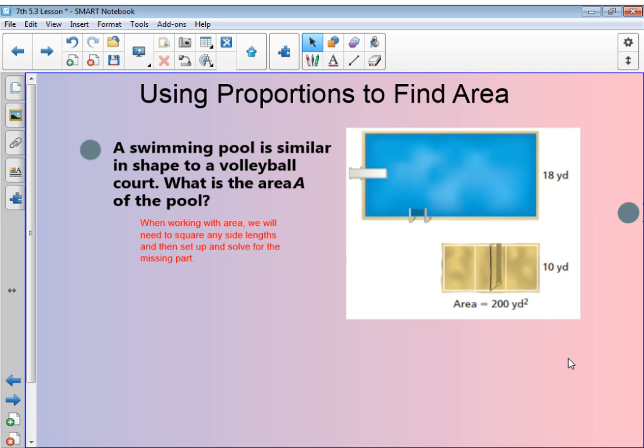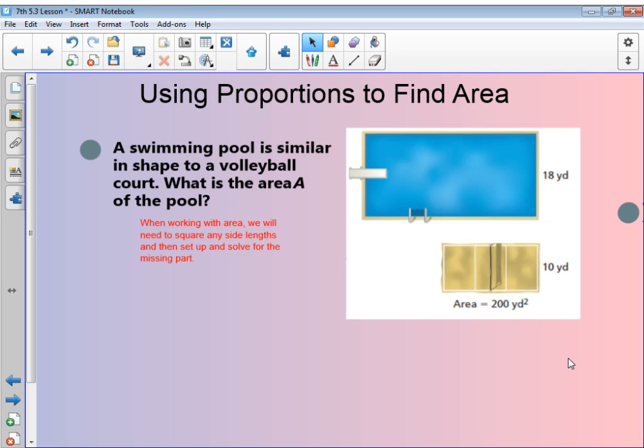This is part 2 of 5.3. Right now we're going to work with using proportions to find area. Earlier we worked with using proportions to find missing side lengths. So we're still going to use those same concepts, only this time they're going to give us an area of one of the figures and ask us to find the area of the other figure.